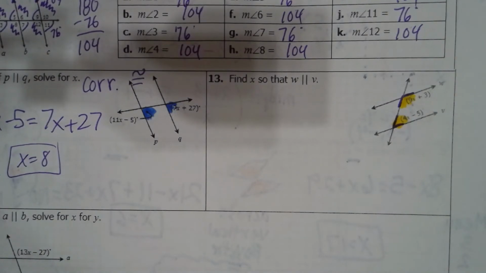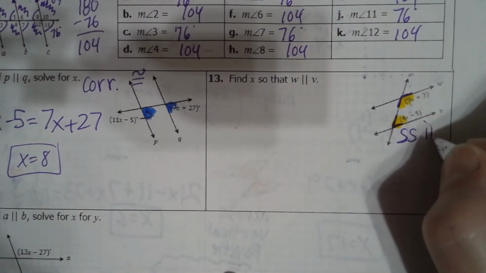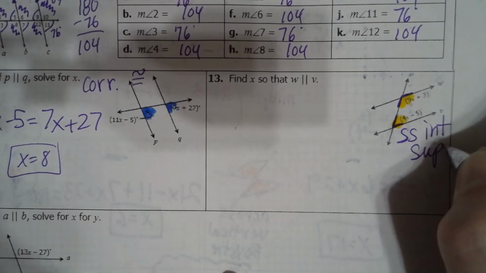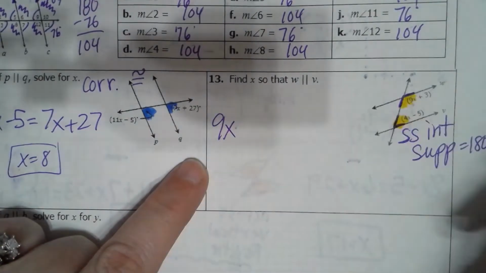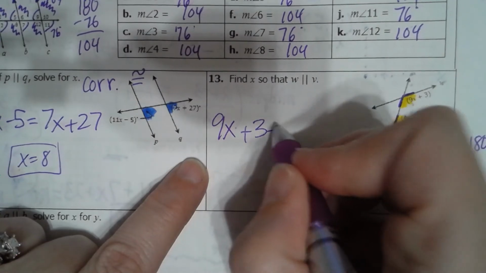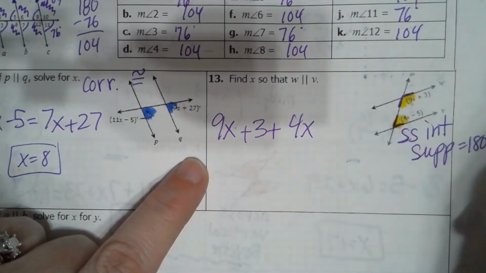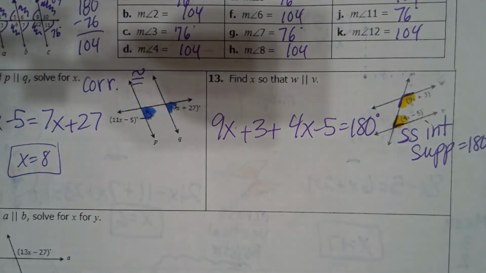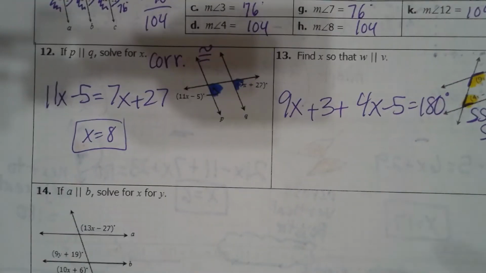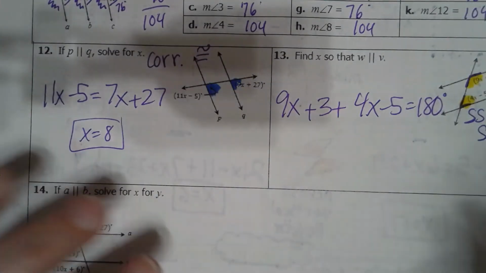But together these are same side interior. They are going to be supplementary, so we're going to add them up to equal 180. 9x plus 3 plus 4x minus 5 equals 180. I'm not even going to solve that for X. That's fine. Y'all can type that in your calculator.